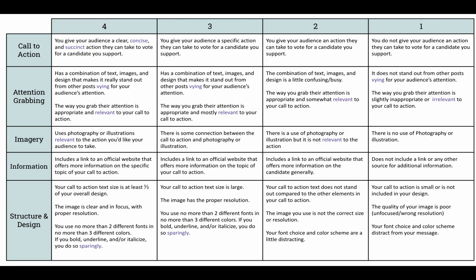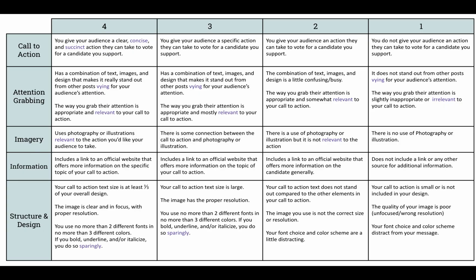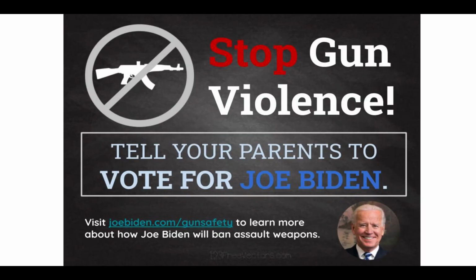We can even go to the rubric. My call to action is clear. Yes, stop gun violence. Tell your parents to vote for Joe Biden. Attention grabbing. I think this image of a gun with a no sign definitely grabs your attention. The image of Joe Biden on the bottom right gives a face to the name.